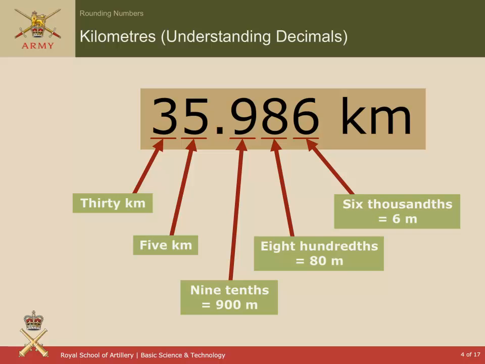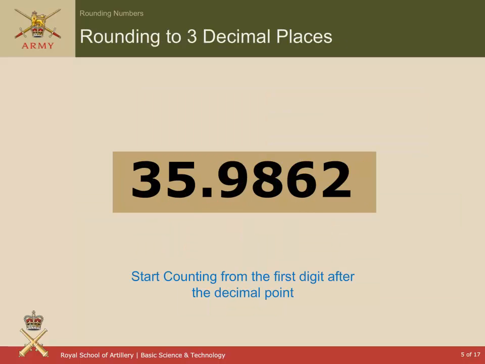So this number is expressed to 3 decimal places. In other words, its accuracy is down to metres. So with thousandths of a kilometre down to 1 metre. Rounding to 3 decimal places. So we're going to start counting from the first digit after the decimal point. We're going to count 3 decimal places, and then we're going to change that decimal place, the third decimal place, depending on the value of the fourth, or we're going to leave it alone.